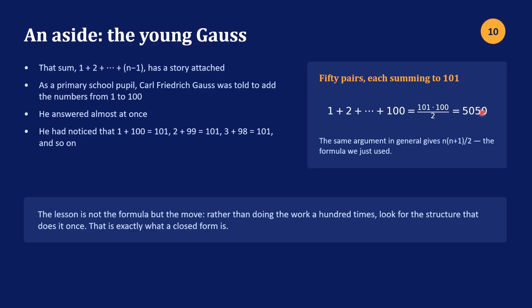So he surprised his teacher, and I guess the class too, that he got the answer so quickly. And basically this is the formula that we use for the sum of the first n numbers on the last slide, n times n plus 1 divided by 2.